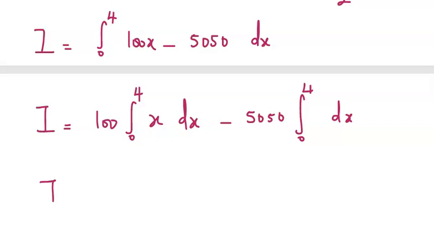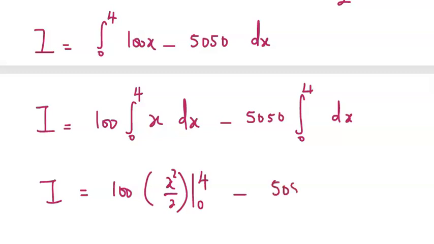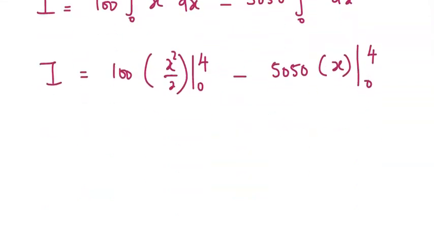So from here I is equal to 100 times the integral of x, which is x squared divided by 2, remember our limit from 0 to 4, and then minus 5050 times the bracket, where the integral of 1 dx is just x, and we have our limit from 0 to 4. Now no need for the lower limit, right? Because putting in the lower limit turns everything to 0. So we're just going to insert the upper limits.